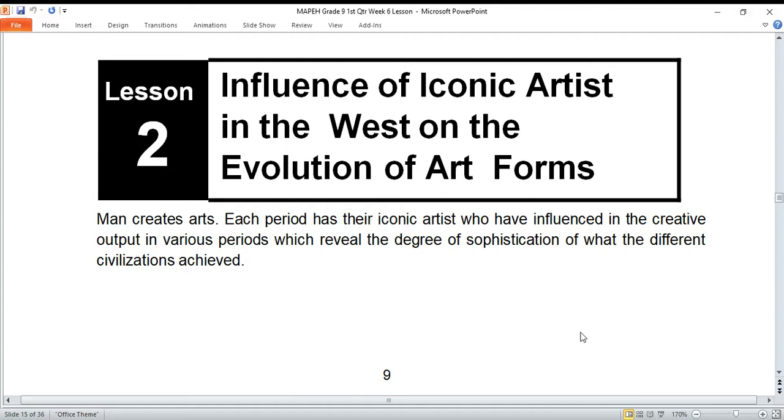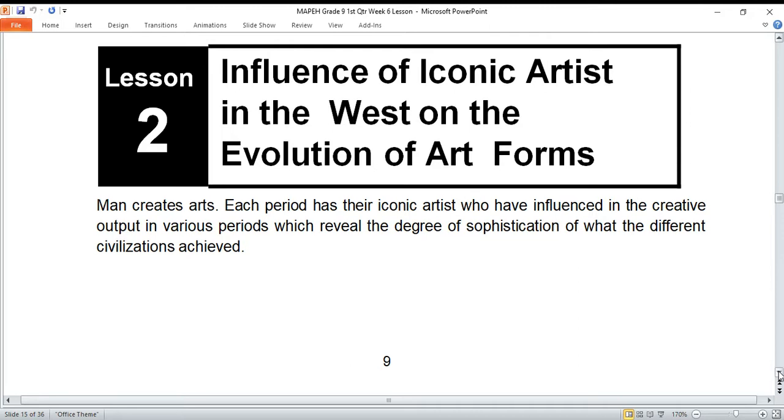And for this lesson, for our arts, our topic is about the influence of iconic artists in the West on the evolution of art forms. Man creates arts. Each period has its iconic artists who have influenced the creative output in various periods, which reveals the degree of sophistication of what the different civilizations achieved.